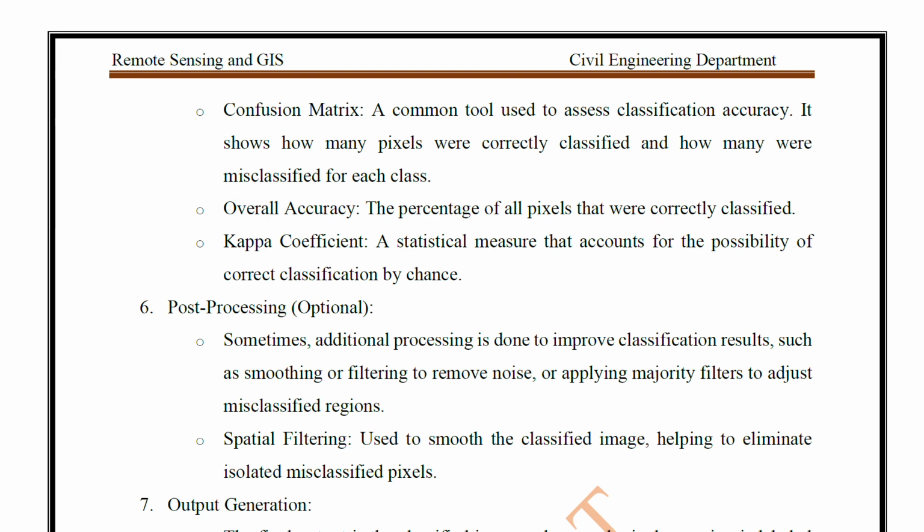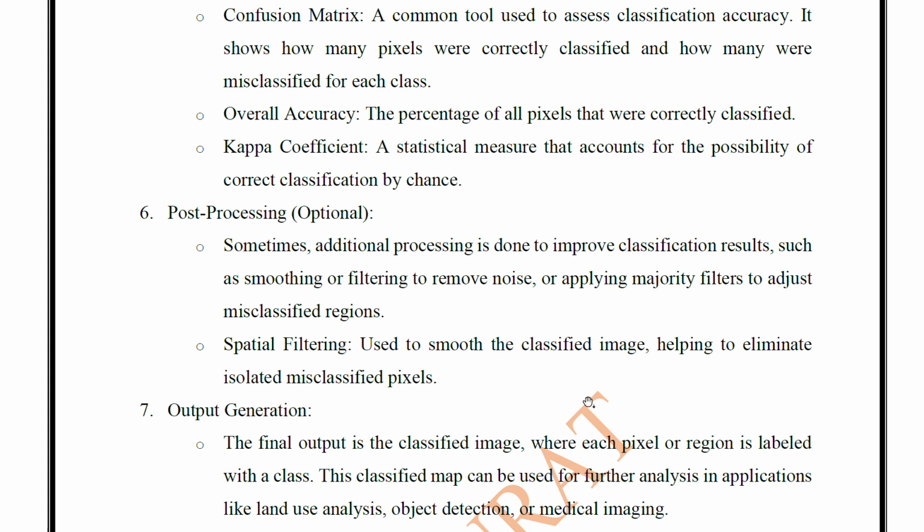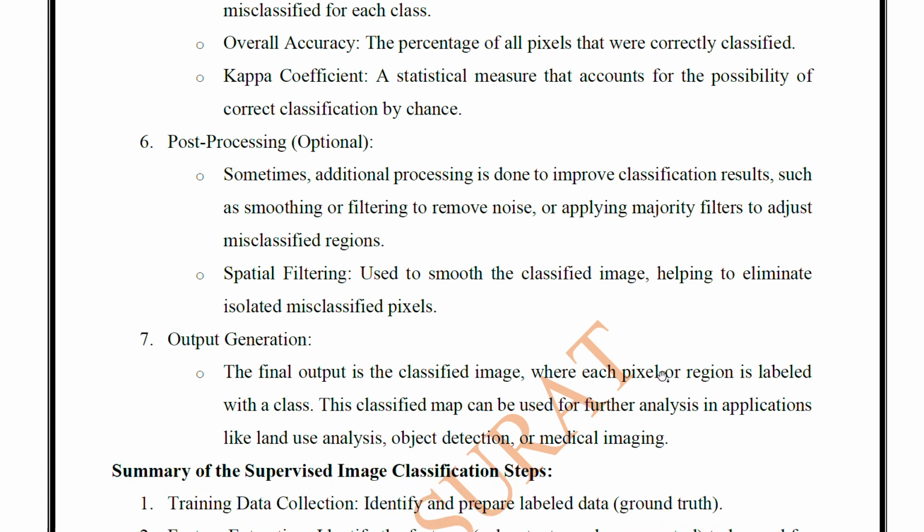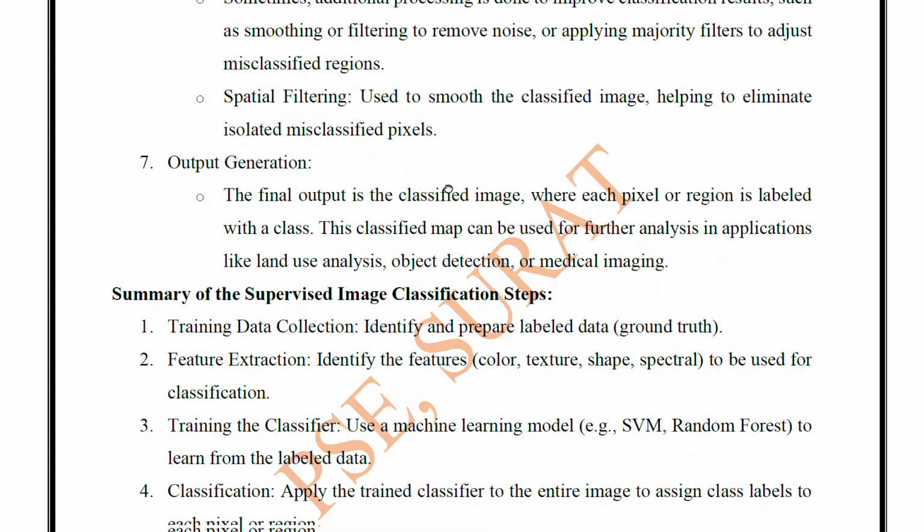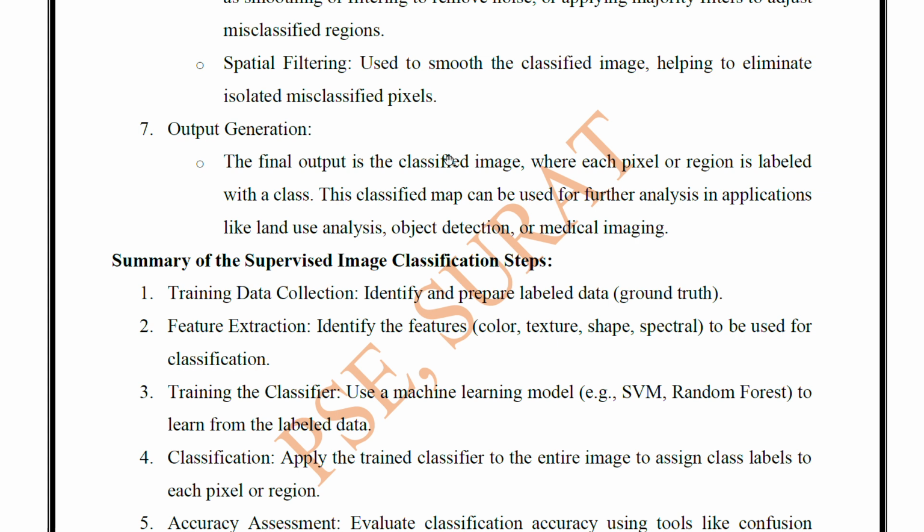Sixth, post processing, optional. Sometimes additional processing is done to improve the classification results, such as smoothing and filtering to remove noise, or applying majority filters to adjust misclassified regions. Spatial filtering is used to smooth the classified image, helping to eliminate isolated misclassified pixels. Seventh is the output generation. The final output is a classified image where each pixel or region is labeled with a class. This classified map can be used for further analysis in applications like land use analysis, object detection, or medical imaging.